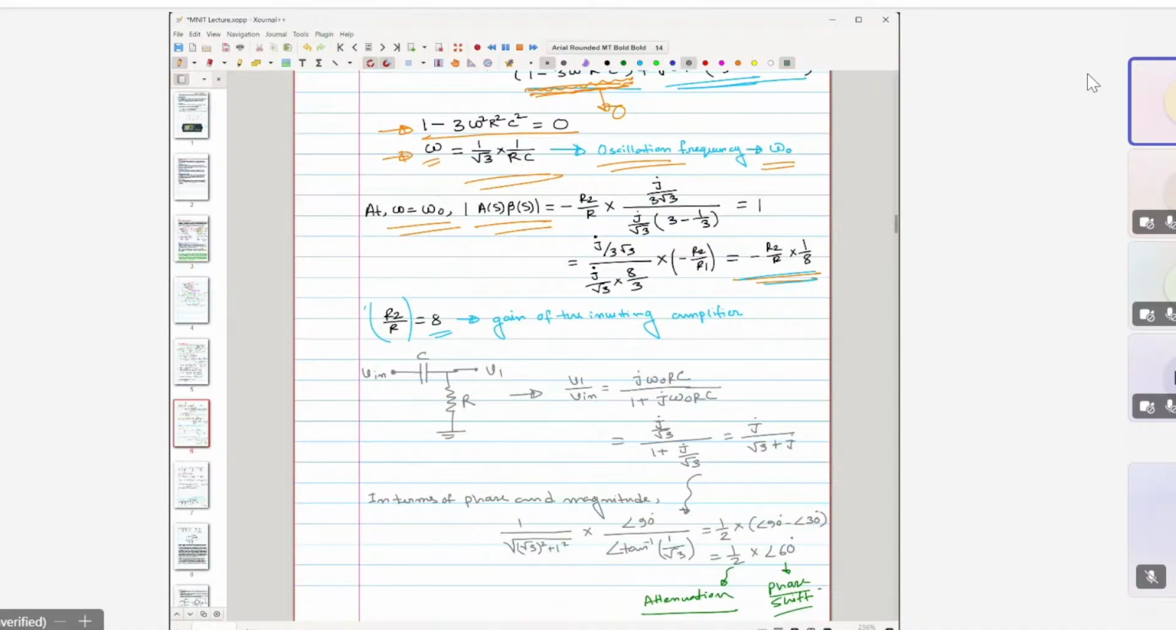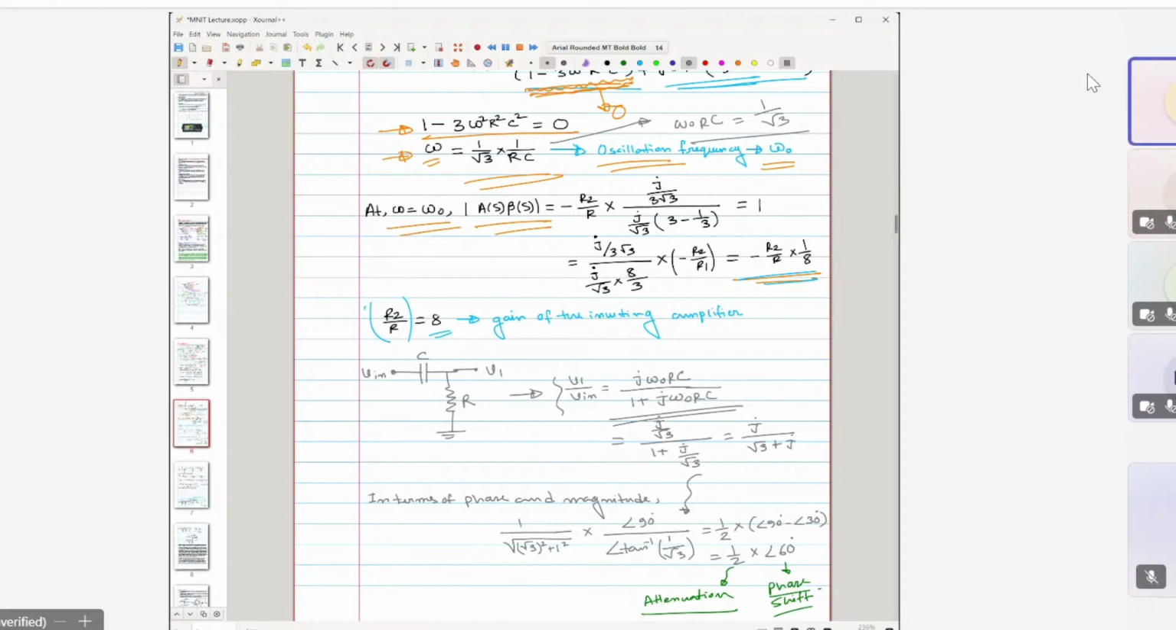So what is the situation? Here is V in, this is V1, this is the first case, C and R. Now we have also written this transfer function V1 by V in, and we have seen that it comes out to be like this. Just try to simplify it and consider that here omega is omega naught. So we know what omega naught RC is. Omega naught RC equals 1 by root 3.